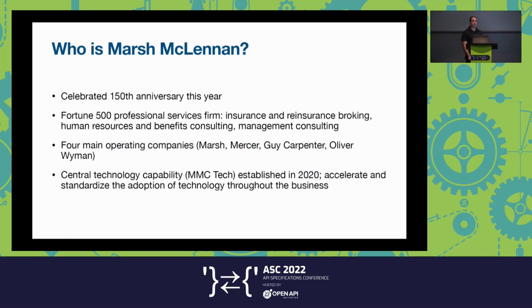The last presentation before me was Twitter, who needed almost no introduction. Marsh McLennan may not be familiar to some of you. We celebrated our 150th anniversary as a company this year. It's a Fortune 500 professional services firm: insurance and reinsurance broking, human resources and benefits consulting, and some management consulting. It's a company that's been brought together over time by acquisition. This will become relevant as we get into the meat of this conversation. Right now it's 4 main operating companies: Marsh, Mercer, Guy Carpenter, and Oliver Wyman. And the central technology capability that myself and my colleague Suzanne here are part of was established in 2020 to accelerate and standardize the adoption of technology throughout the business.